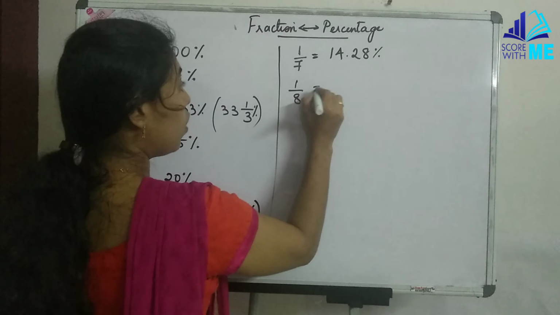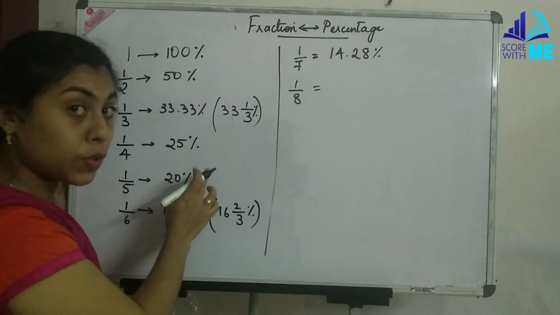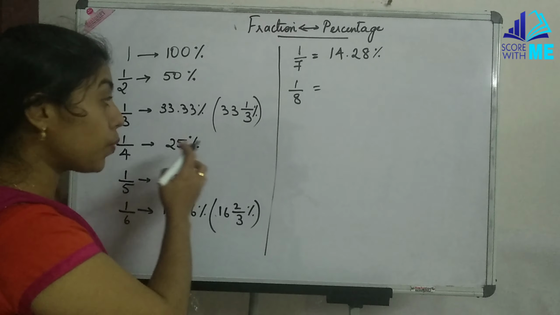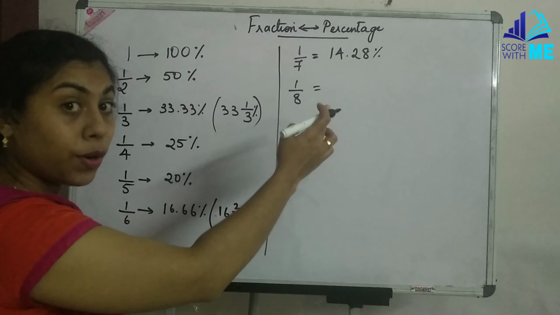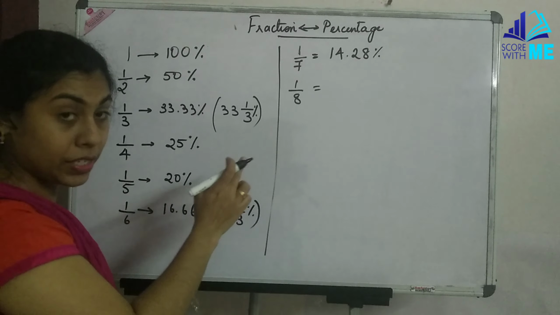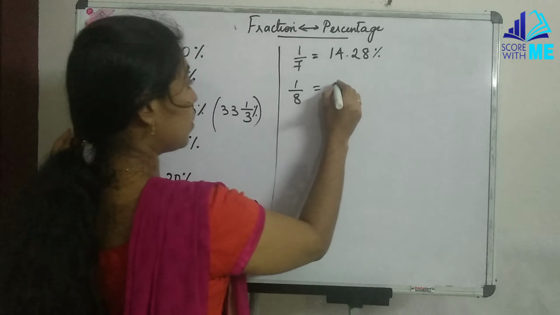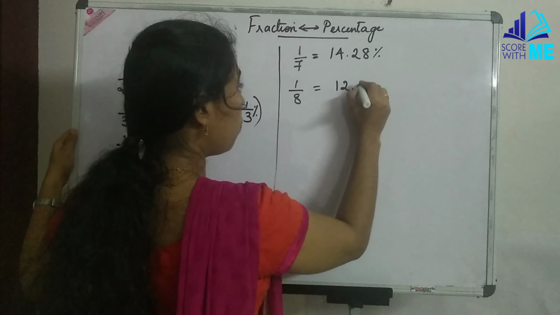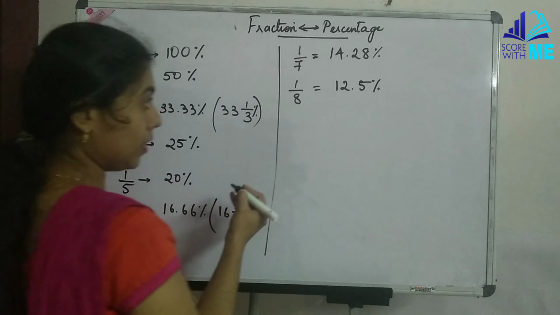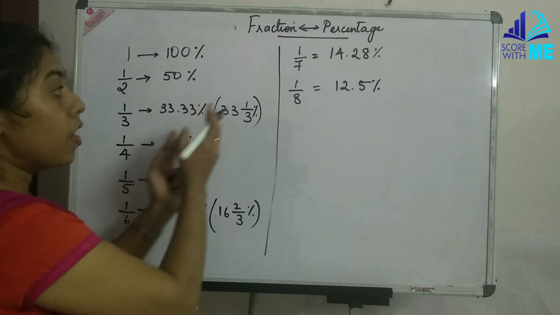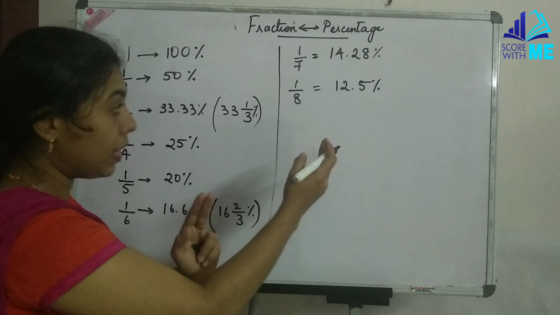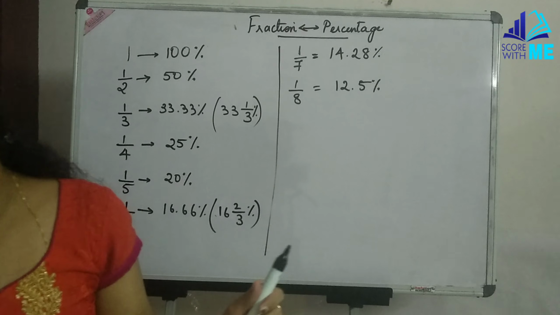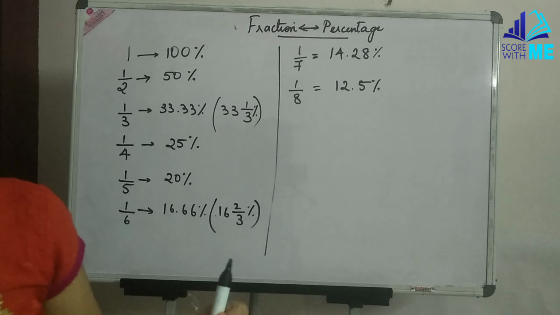Next, for the fractional value of 1 by 8, 1 by 4 is 25%. If 1 by 4 is 25%, 1 by 8 is going to be half of 25%, isn't it? So an easy way of remembering. If that is 25, then this is going to be 12.5%.